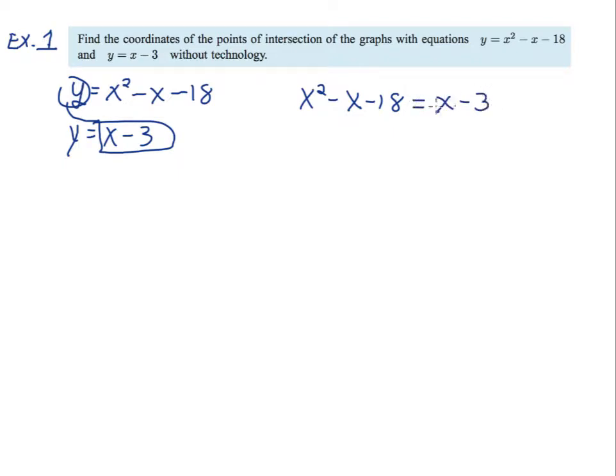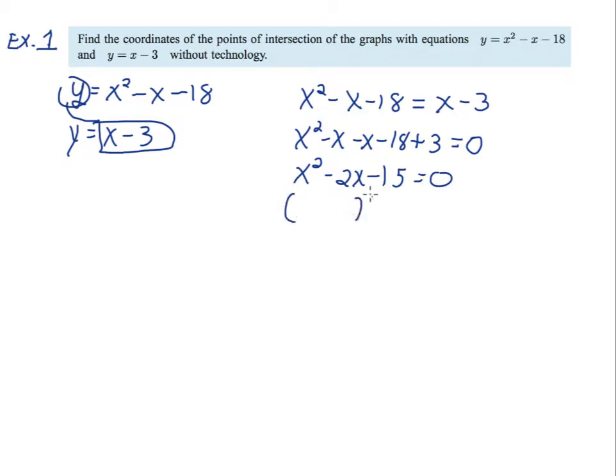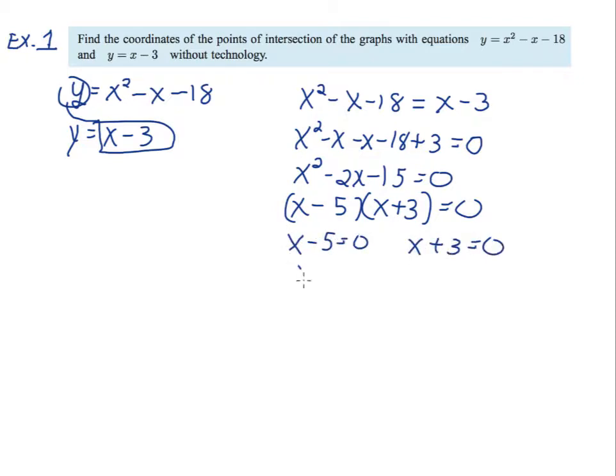Now to solve this equation, since it's a quadratic, there's an x squared, we have to get it equal to 0. So we're going to move all our terms onto one side of the equation, combine like terms, and solve the resulting quadratic. So I'll factor this one. Use our null factor rule, and we find that x will equal 5, or x would equal -3.